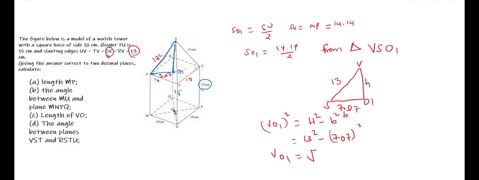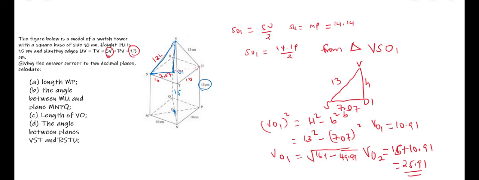VO1 equals the square root of 169 minus, if you square 7.07, 49.99, and therefore VO1 equals 10.91, but VO2 is 15 plus 10.91, which is equivalent to 25.91, correct to 2 decimal places.